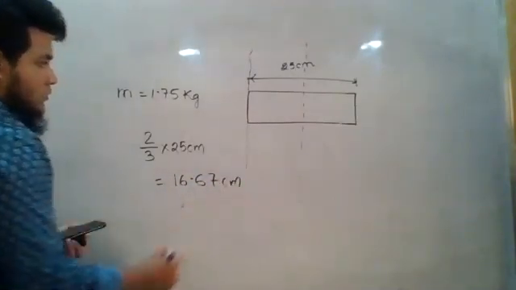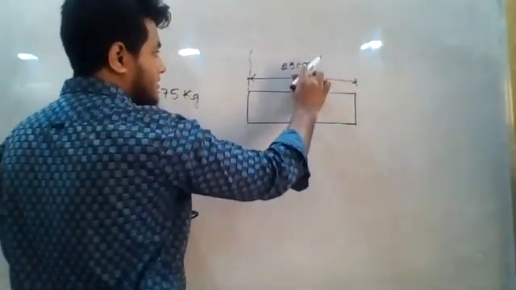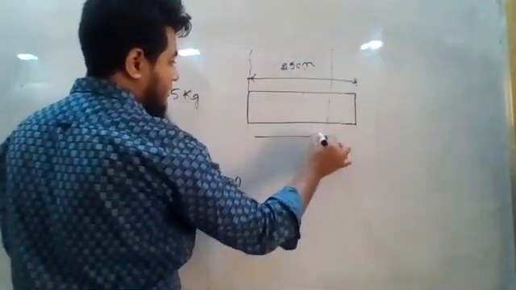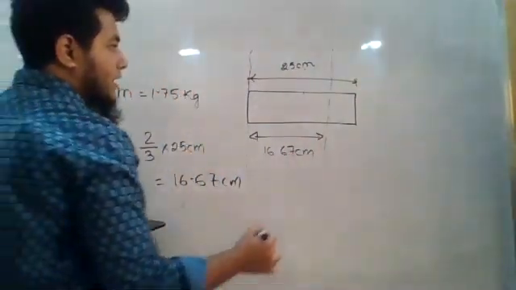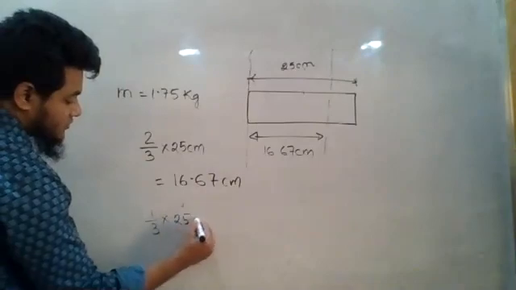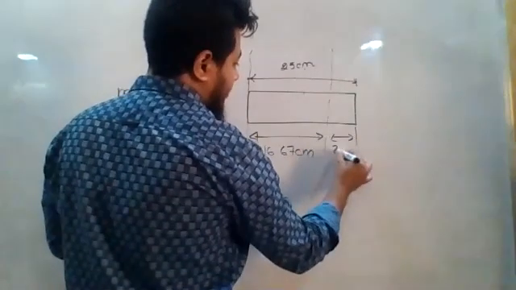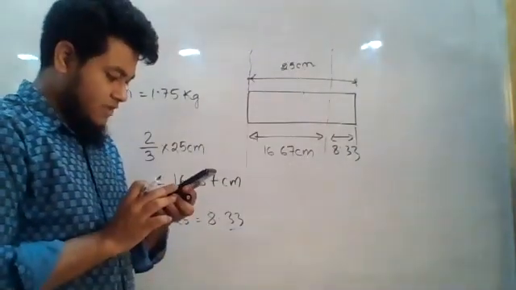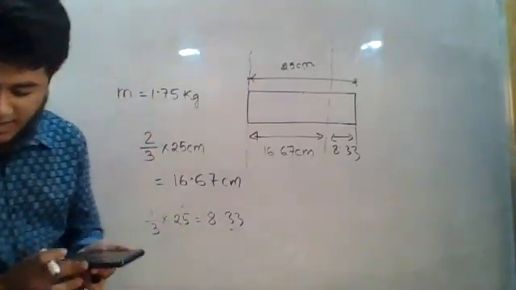So if you consider this end, then from here the new axis that we are considering now will be passing through here, and the distance is 16.67 centimeter. And from the other end, it will automatically be 1/3 of 25 centimeter, which will be 8.33. So this distance will be 8.33, making it 25 centimeter in full. So if the axis of rotation is at a distance 2/3 from one end of the rod, then determine its moment of inertia I and radius of gyration.